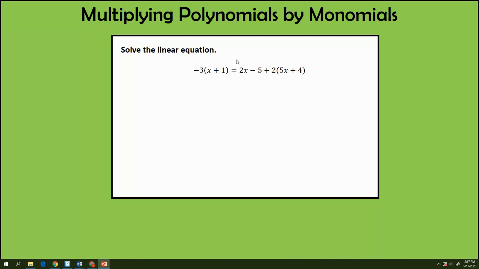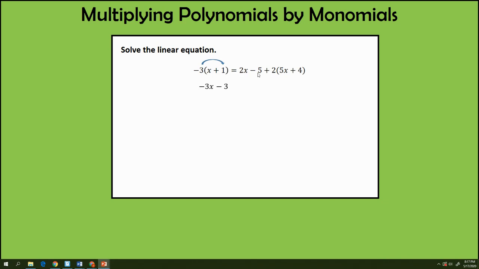All right, so as you look at this one, here's our equal sign. So this is the left side of the equation, and I'm going to have to distribute a negative 3 here to break this apart. On the right side, I have 2x, negative 5 plus, and then I have 2 times this quantity. So I'm going to have to distribute this through this set of parentheses. And then we can continue to simplify from there. So first things first, distribute the negative 3 through. Negative 3 times x is negative 3x. Negative 3 times 1 is minus 3, or negative 3.